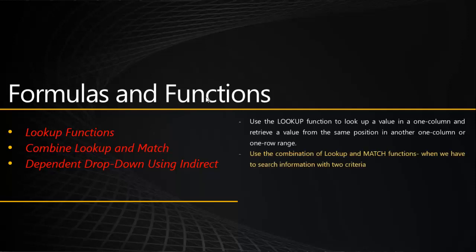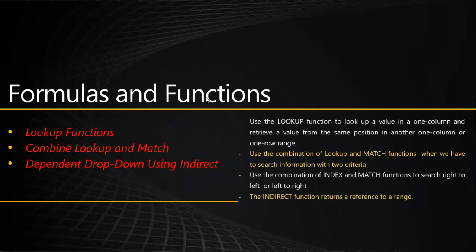When we have to search information with two criteria, we can use the combination of lookup and match functions. Use the combination of INDEX and MATCH functions to search right to left or left to right. The INDIRECT function returns a reference to a range. Today we will discuss only the lookup function. So let's start with an Excel file.